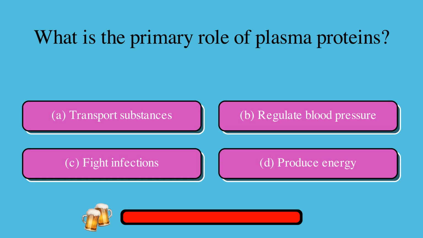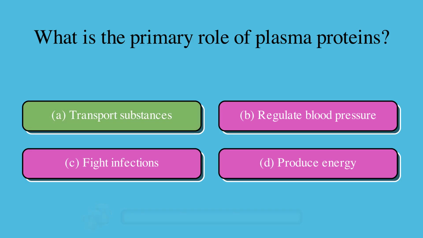What is the primary role of plasma proteins? A, transport substances, or B, regulate blood pressure, or C, fight infections, or D, produce energy? The correct answer is A, transport substances.